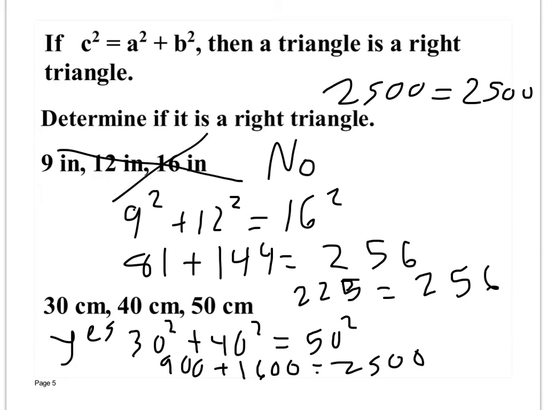I will tell you the most common Pythagorean triple is 3, 4, and 5. There's a couple others. But the most common one is 3, 4, and 5. So if you see that, you'll know it's a Pythagorean triple, which means it's just whole numbers that always come out the same.